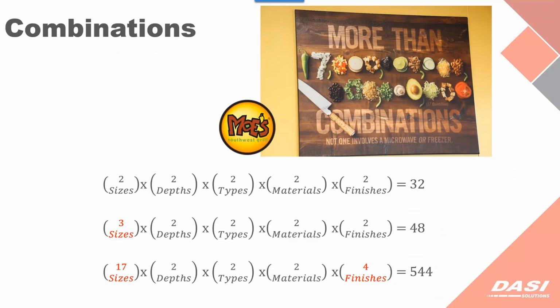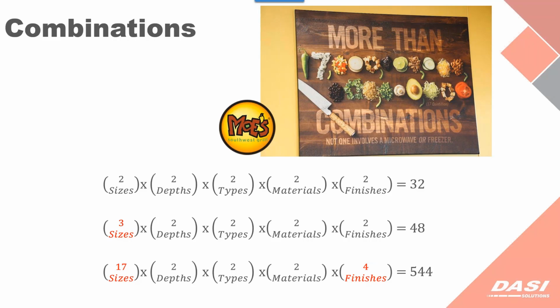I was actually at Moe's the other day for lunch, and I saw this sign hanging up in the background. That is 17 quintillion different combinations based on the ingredients that they have, just showing you that they've got lots of different options depending on what ingredients you want.